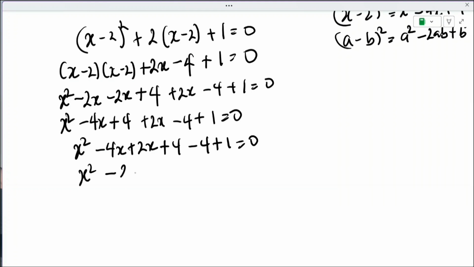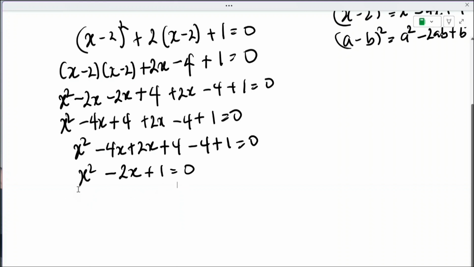So you have negative 2x, then you have plus 4 minus 4, or you say 4 minus 4, that's 0. 0 plus 1 will give you 1. That's plus 1 equals 0. At this point, having a standard quadratic equation, we factorize.